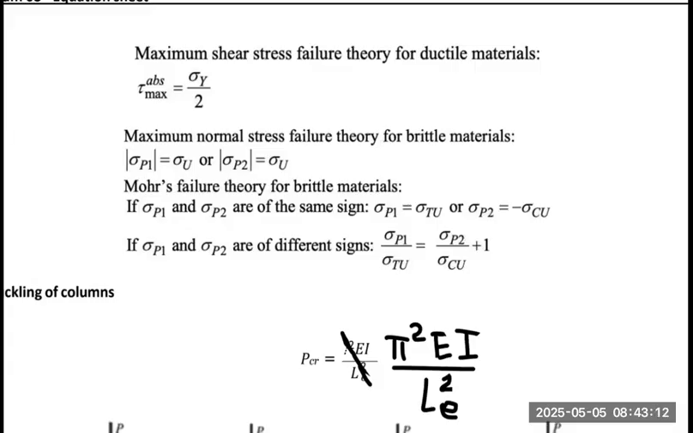If we review our theories, we see that Mohr's failure theory for brittle materials states that if sigma P1 and sigma P2 are of the same sign, we get that sigma P1 is equal to sigma TU, or sigma P2 is equal to negative sigma CU. And if sigma P1 and sigma P2 are of different signs, we get that sigma P1 over sigma TU is equal to sigma P2 over sigma CU plus 1.